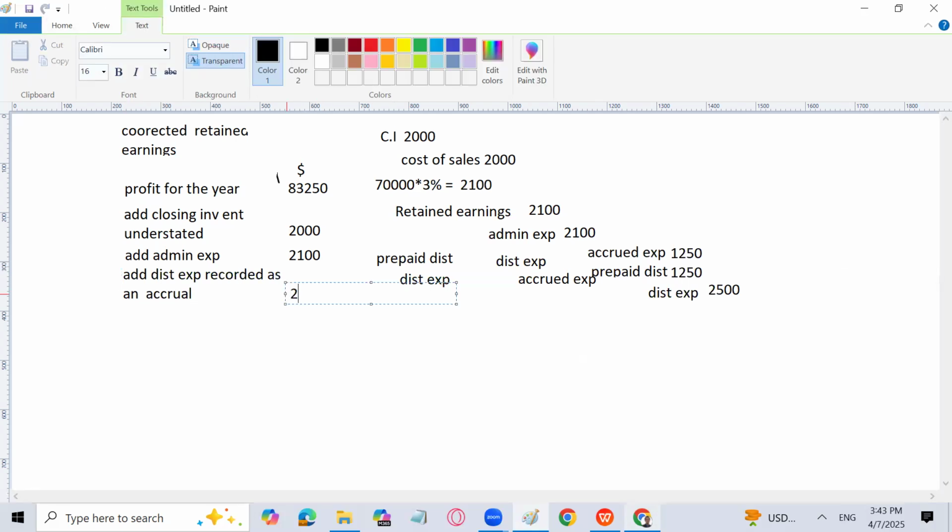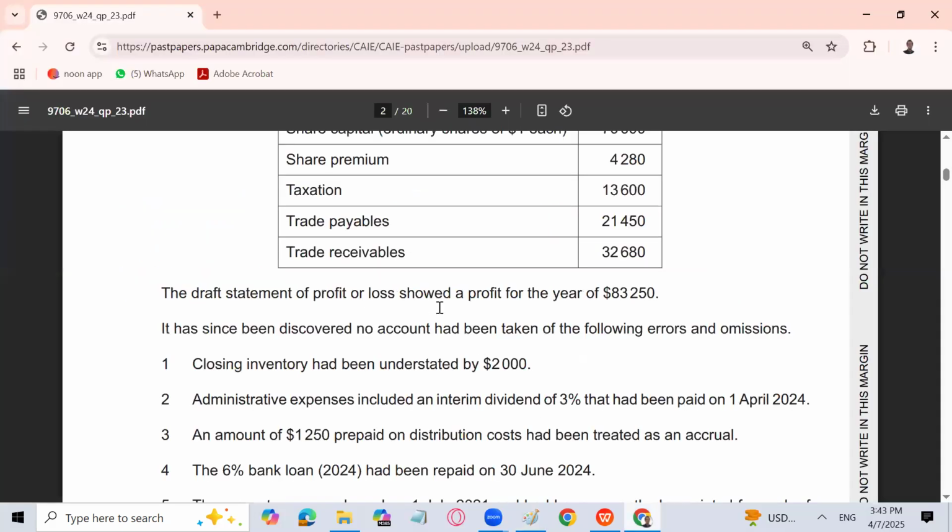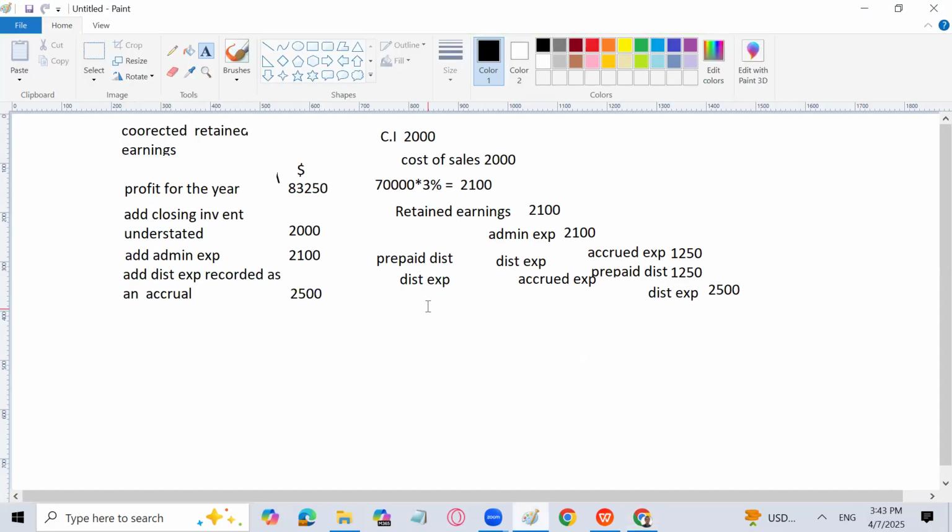मैं अभी बता रहा हूँ 2500. देखें, जरा गौर कीजिएगा सवाल को दोबारा से. An amount of 1250 prepaid on distribution cost had been treated as an accrual. The full entry has been treated as accrual. There was a prepaid distribution expense. The entry should have been prepaid expense debit and expense credit.